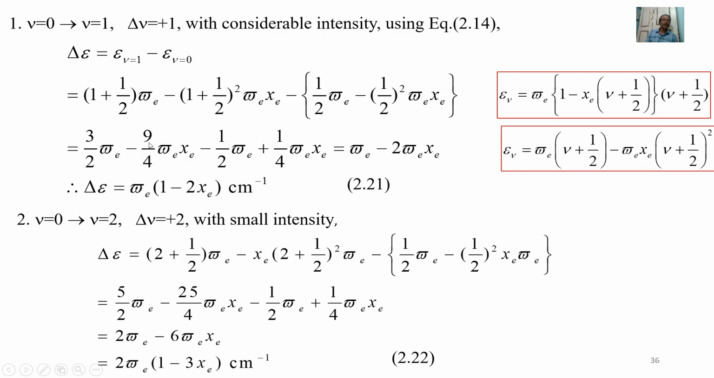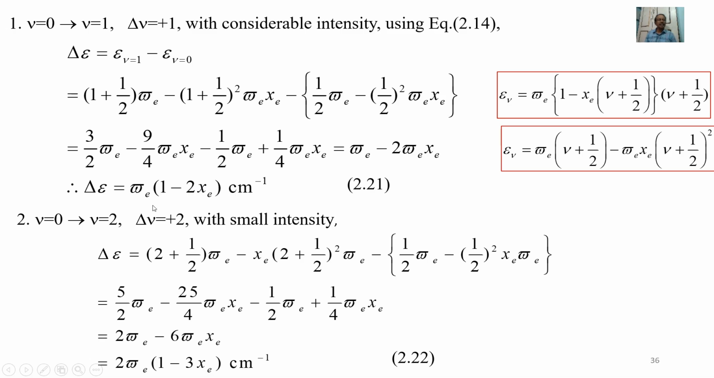Minus 9 by 4 plus 1 by 4 is nothing but minus 8 by 4, which is nothing but minus 2. So minus 2 omega_e x_e, and you pull omega_e out, that will give us this expression, equation 2.21.